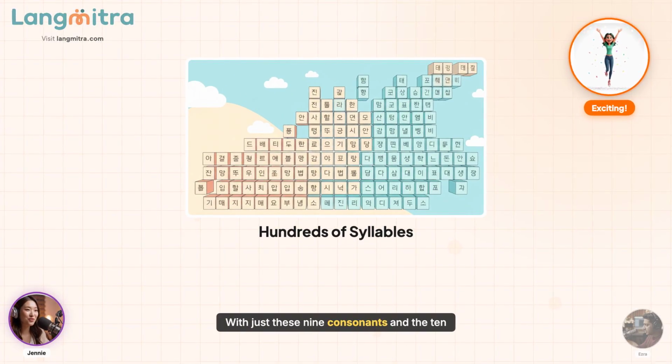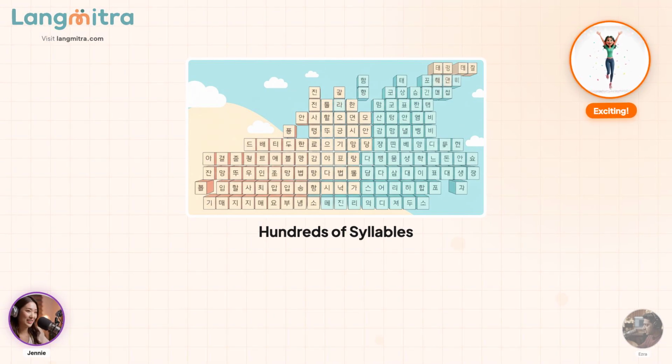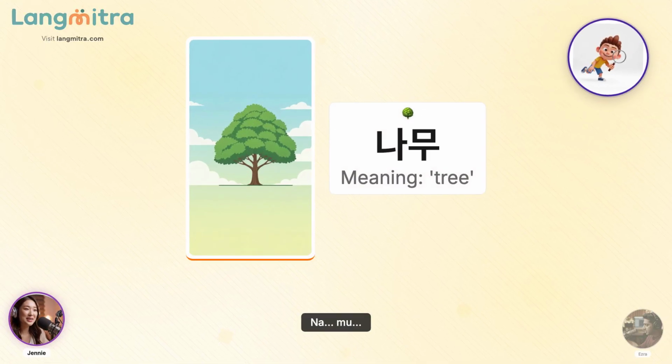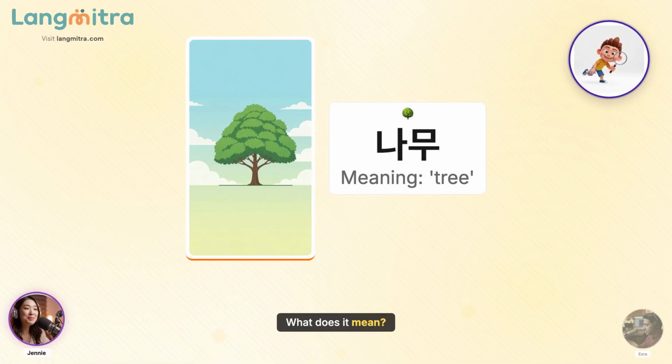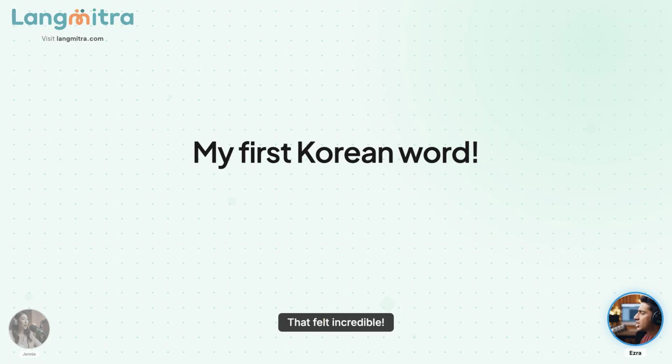With just these 9 consonants and the 10 vowels you learned, you can already read hundreds of Korean syllables. Try this real word, namu. Na-mu? Namu. What does it mean? It means tree. You just read your first Korean word. No way! That felt incredible.